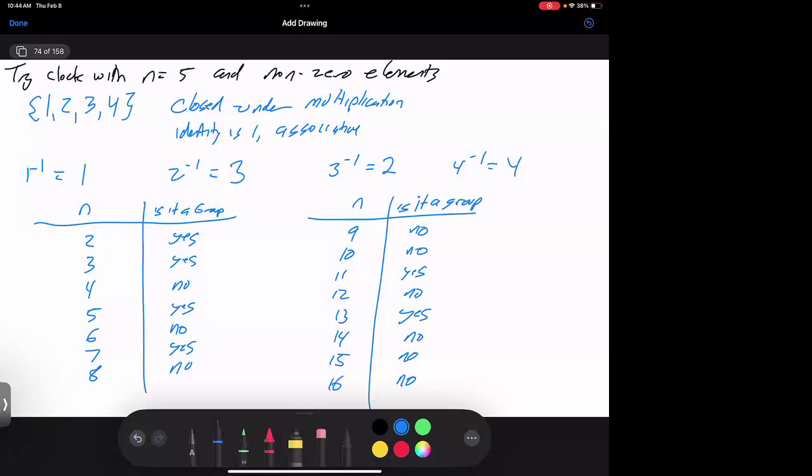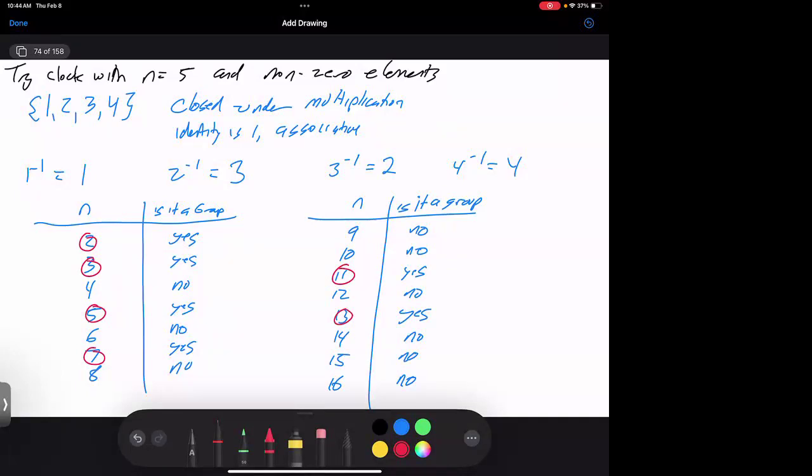So we've just fast forwarded an hour in time. We've gone through, and for each one of these, we investigated and we tried to find inverses, and we found that it worked for the following. It worked for 2, for 3, for 5, for 7, for 11, for 13. And it failed for the rest.